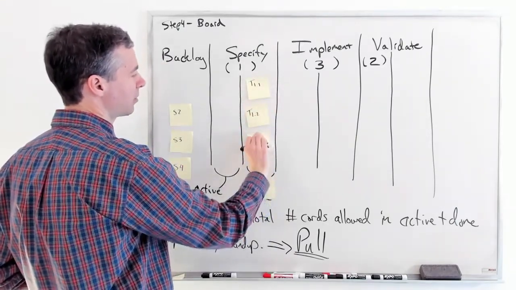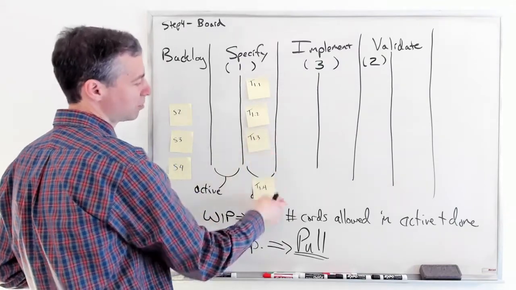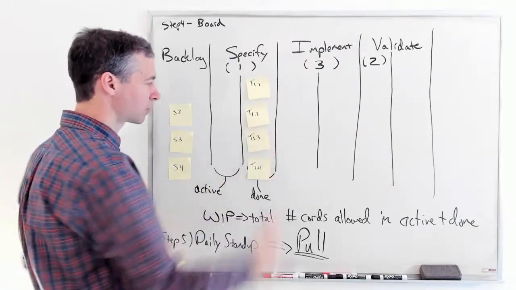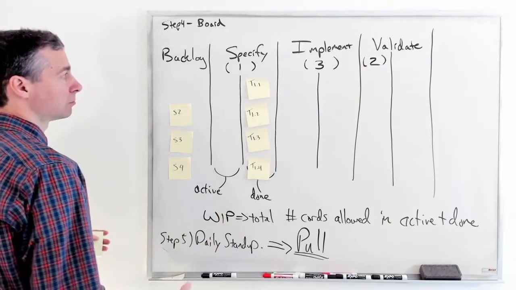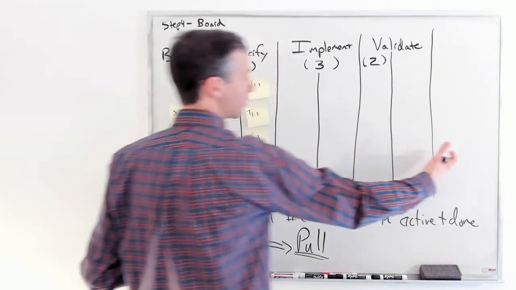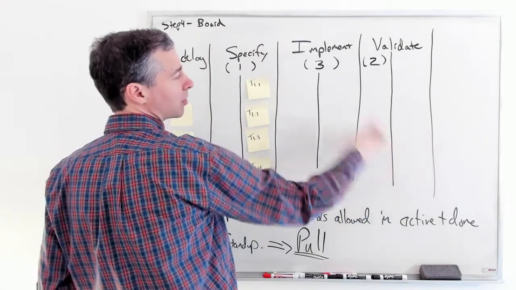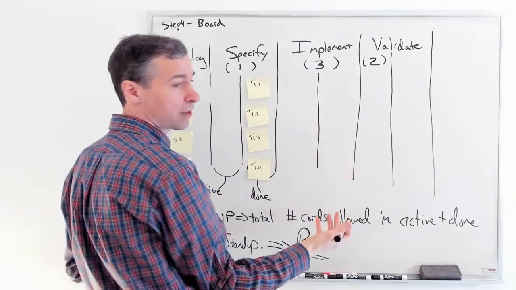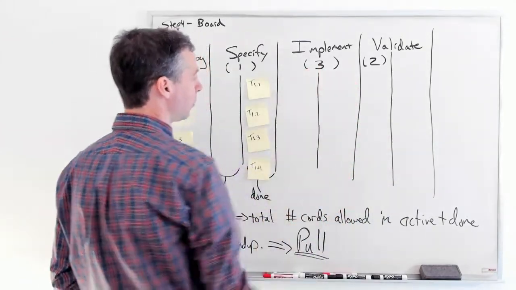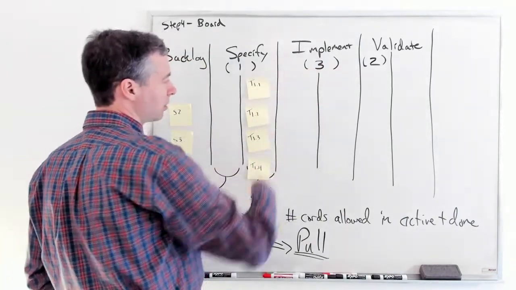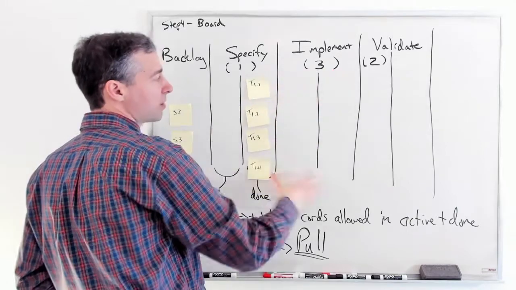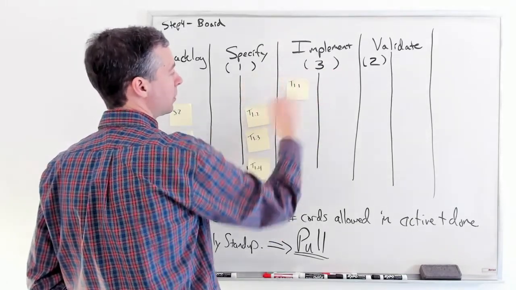All right, so we have our stand-up the next day. Maybe the specify people got this all done in one day. We look at this and we always start on the right-hand side. Hey, can validate pull any work? No, nothing yet for validate to do. Can implement pull work? Oh, absolutely. They've got stuff sitting here in this done column, and they've got nothing in progress, so they can pull 3 items.